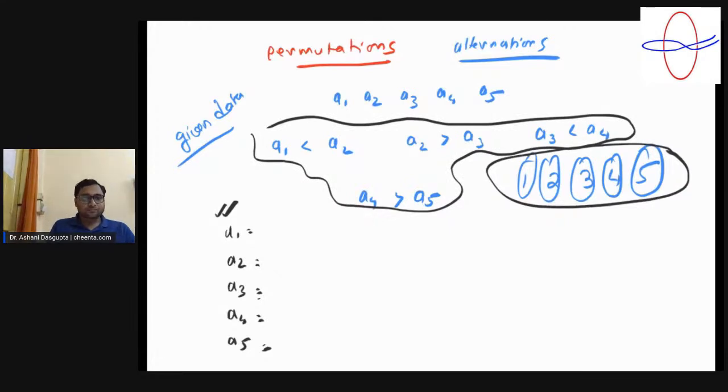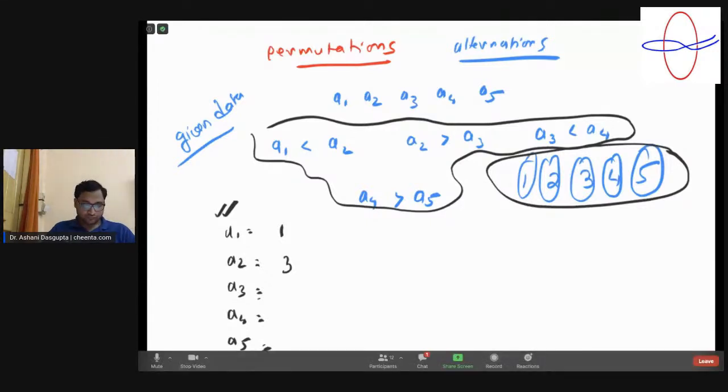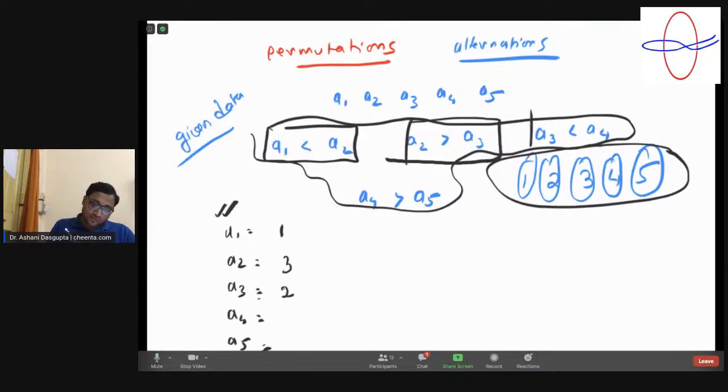So for example, we could have A1 equals 1, A2 could be 3. So A1 is less than A2, that is satisfied. A2 needs to be greater than A3, so A3 could be 2. Then A4 could be 5. And A5 could be 4.